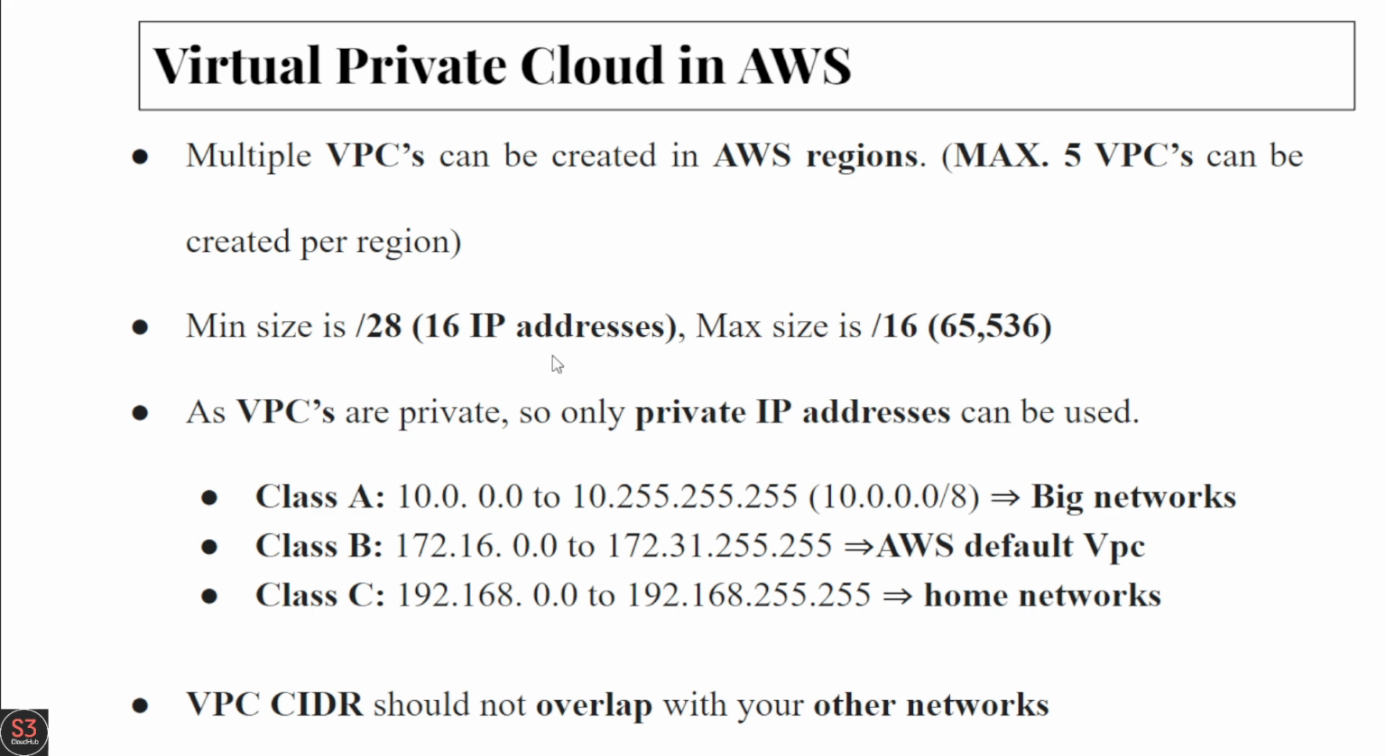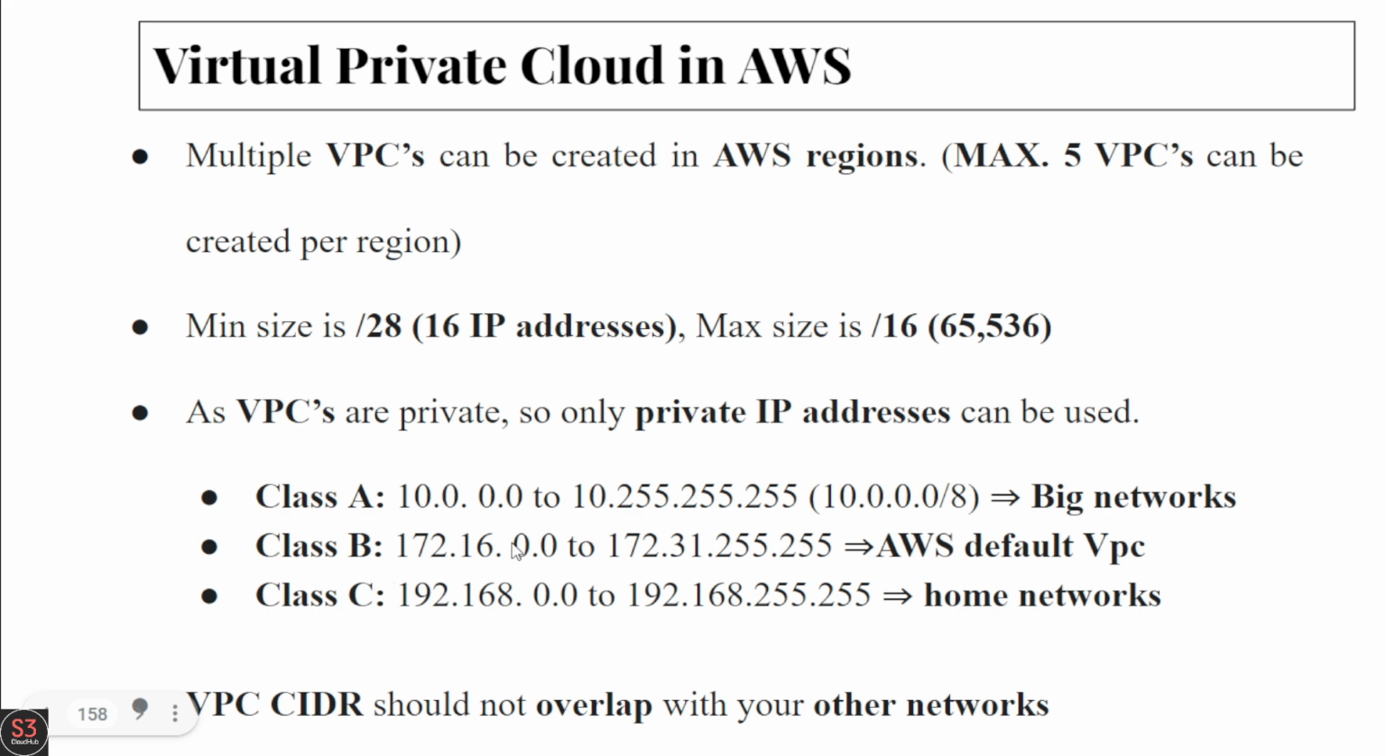As VPCs are private, only private IP addresses can be used. So VPCs are of course private, so we can only use the private IP address ranges. We already know that private IP ranges have three classes. First is class A. It ranges from 10.0.0.0 to 10.255.255.255. They are used for very big networks. If you want to create a big network, then you can use class A because more IPs are included in class A.